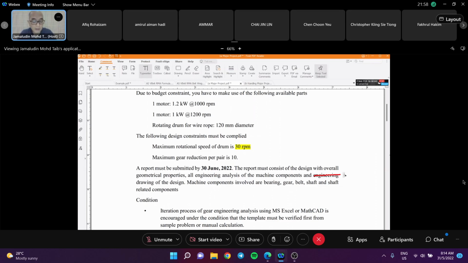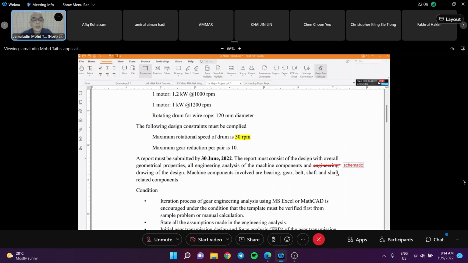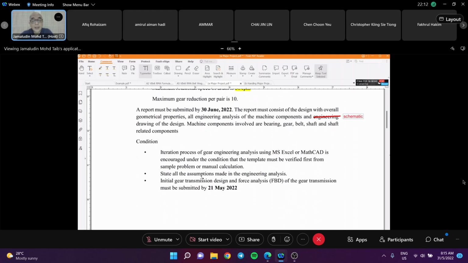I don't want you to make a really detailed drawing of the gearbox. Machine components involve bearing, gear, belt, shaft, and shaft related components. As you know, on the gear stresses, you have to iterate. For example, you start with a certain module or certain pitch diameter. The first analysis has to be done manually. That means manual calculation. Let's say you start with module 2.